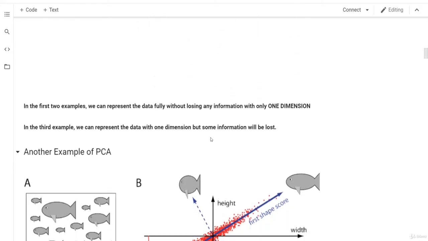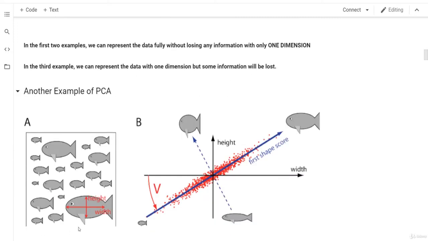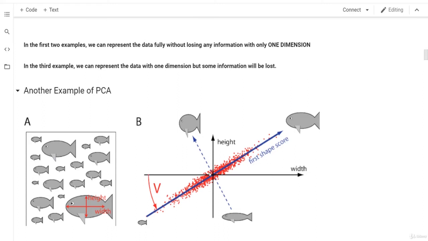So let's take a look at another example for PCA. So here we have the data, right? We have these fishes, and we can represent each fish by its height and width, right? So if we plot the width versus the height, we will have this data. And it makes sense, right? Because when the height increases, then the width will also increase. So we have some kind of linear relationship between these two features, right?